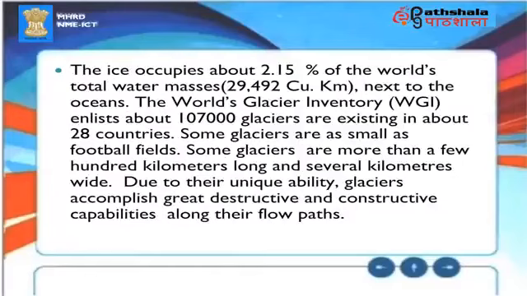The ice occupies about 2.15% of the world's total water masses, 29,492 cubic kilometers, next to the oceans. The World Glacier Inventory, WGI, enlists about 107,000 glaciers that exist in about 28 countries. Some glaciers are as small as football fields. Some are more than a few hundred kilometers long and several kilometers wide. Due to their unique ability, glaciers accomplish great destructive and constructive capabilities along their flow paths.